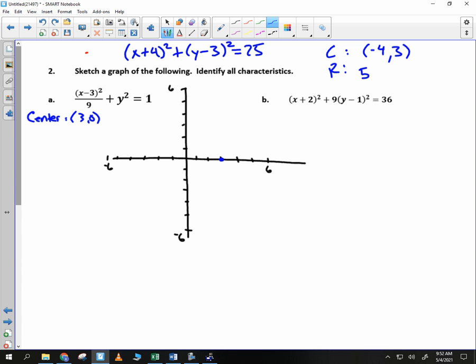So we got a center of 3, 0. Can somebody tell me, now I have the center, how many units do I move horizontally? 3. So from this spot, I move 3 units to the right and 3 units to the left. How many units will I move vertically? 1. Where did we get the 1 from? 1 on the end or what? So y squared over 1.